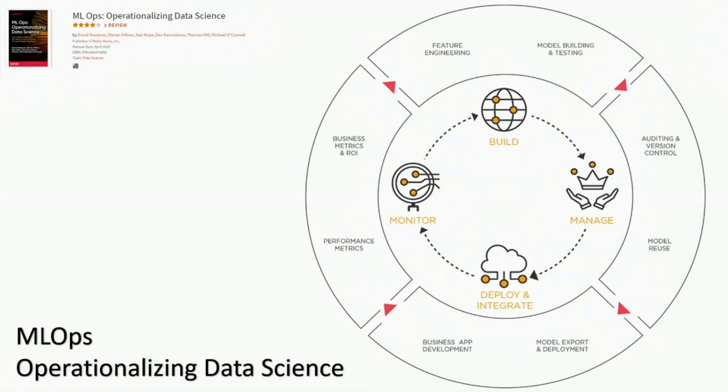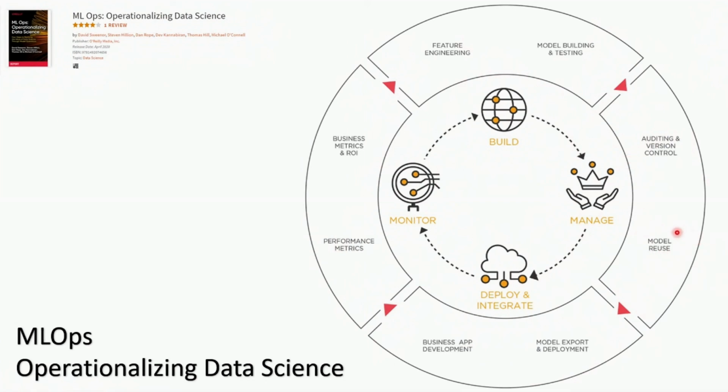And what we do in MLOps is you typically build, manage, deploy, integrate, and monitor, and that's the whole life cycle of it. In build, we do feature engineering, model building, and testing. In manage, we do auditing, version control, and a lot of things. We are used to seeing version control for source code, but here we need to worry about version control for data and for the model files, because there are multiple models that come out and the best one needs to be picked. We also see potential model reuse scenarios.